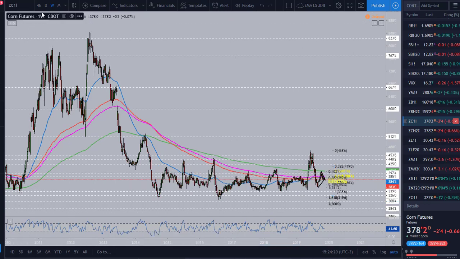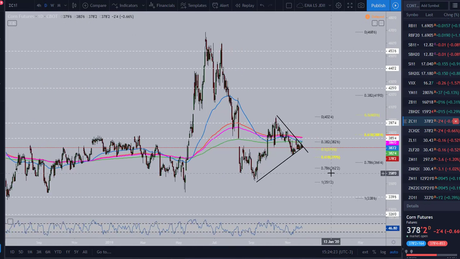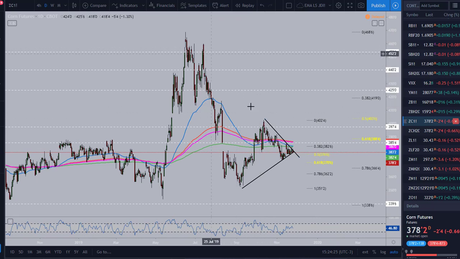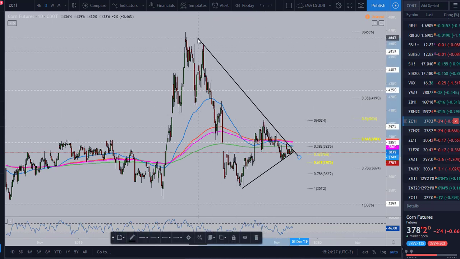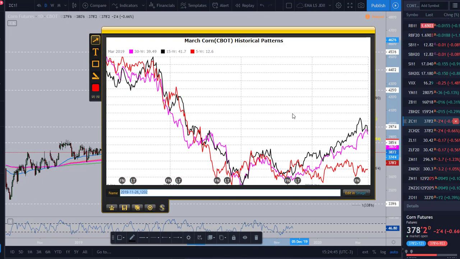Now, if we flip back to the daily chart, I'm watching this trend line here closely for a potential breakout. You see the moving averages are all converging here, indicating indecisive action. But if we can get a break up above, say, the 385 area, I'm going to start to take a closer look. Now, from a historical or seasonal perspective, this is the area that we are in right here.